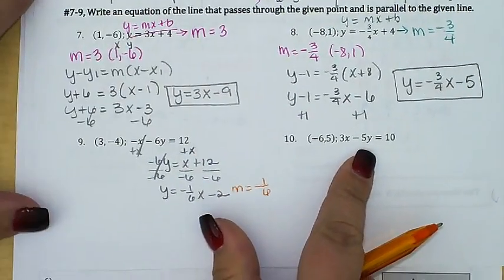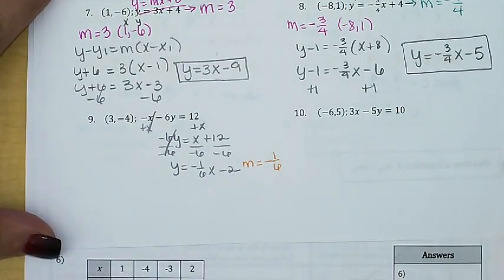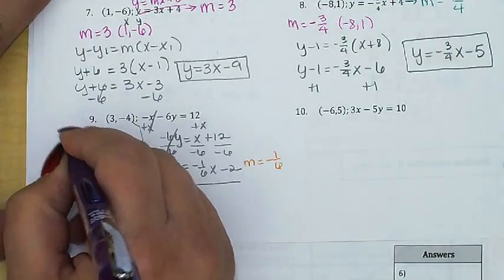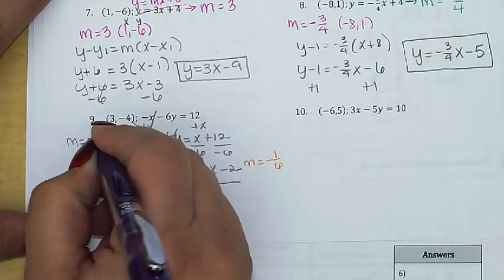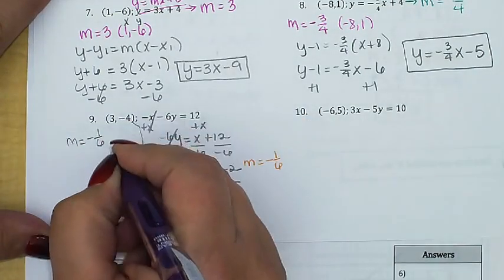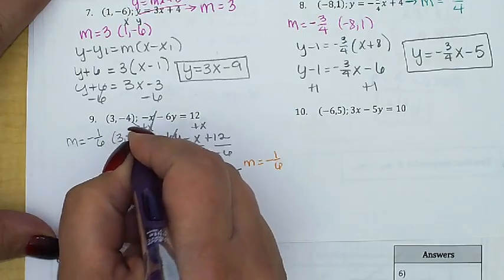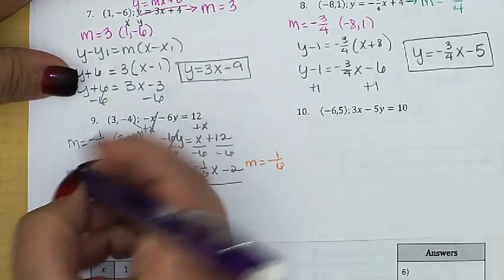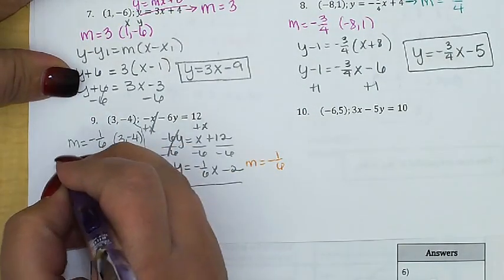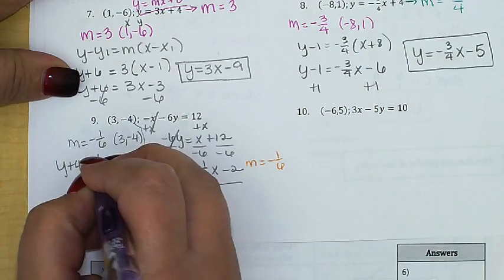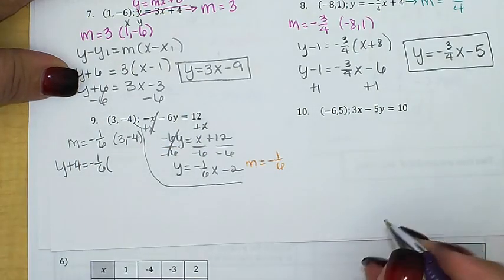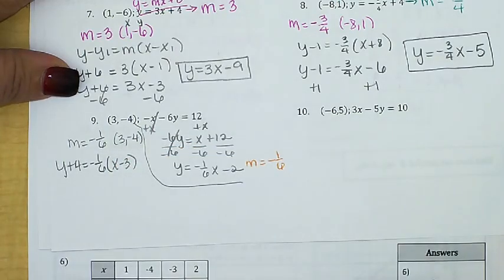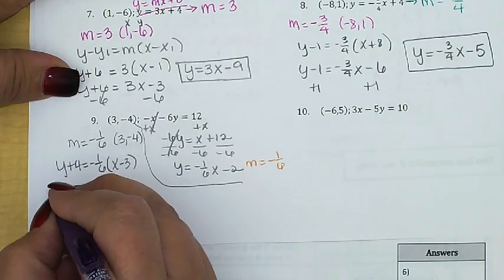The rest of this now becomes just like what you practiced a minute ago. Our line, so I'm going to make myself a little border here, is going to have a slope of negative 1/6, but it's going to pass through 3 comma negative 4. Okay, so then we'll write our equation. We're going to do y plus 4 equals our slope of negative 1/6, and then x minus 3. We'll distribute to rewrite it in slope intercept.